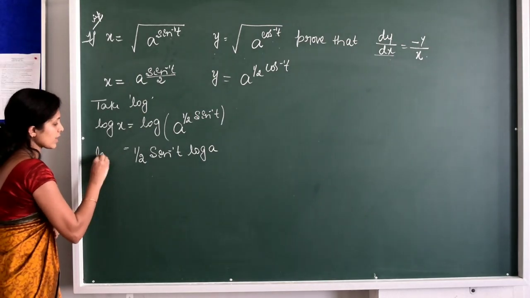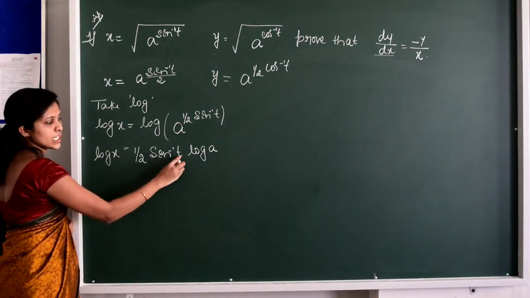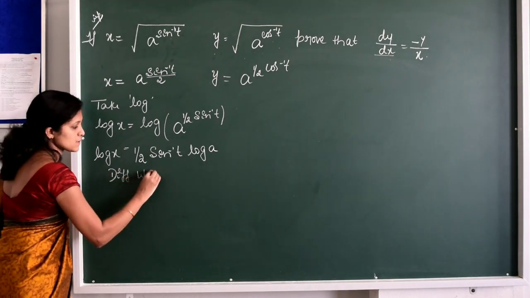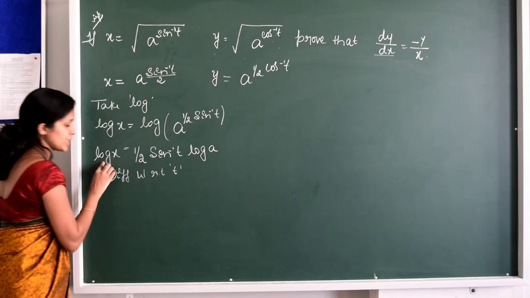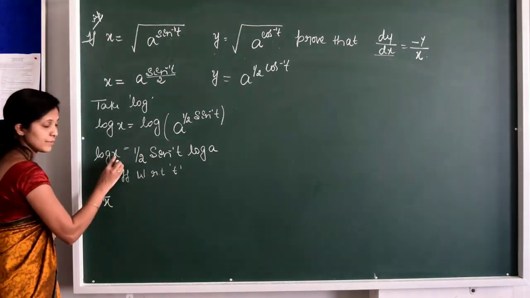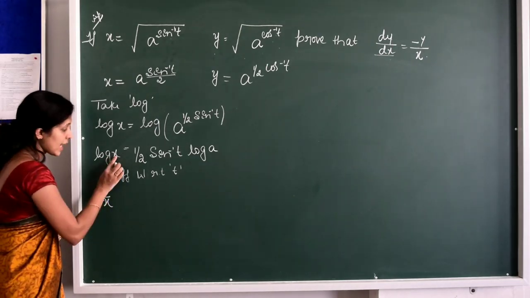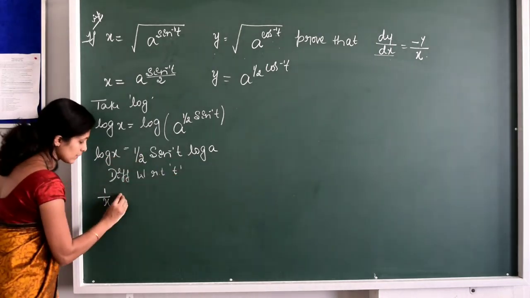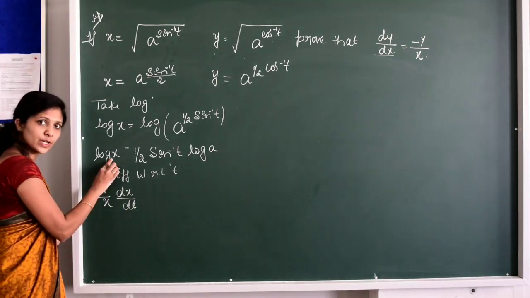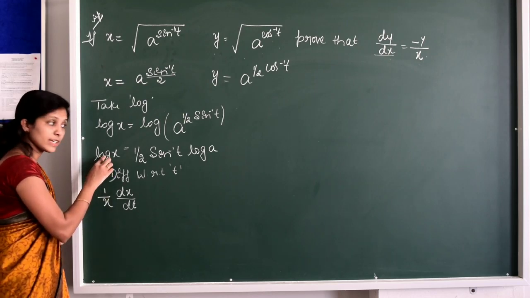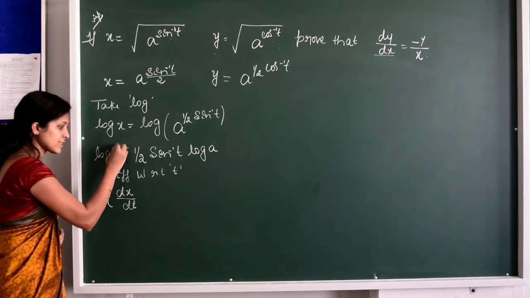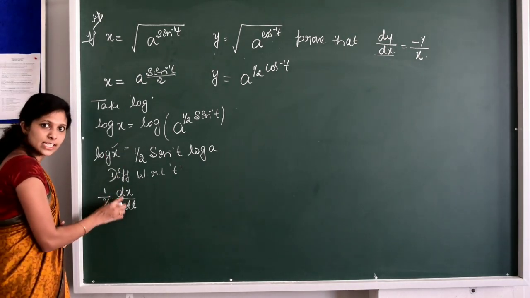So this is now log x is equal to that. Now we will differentiate this with respect to t. So derivative of log x with respect to t will be 1 by x, right? Derivative of log x with respect to x will be 1 by x, but here you are differentiating with respect to t. So derivative of log x will be 1 by x, then derivative of x with respect to t will be dx by dt.